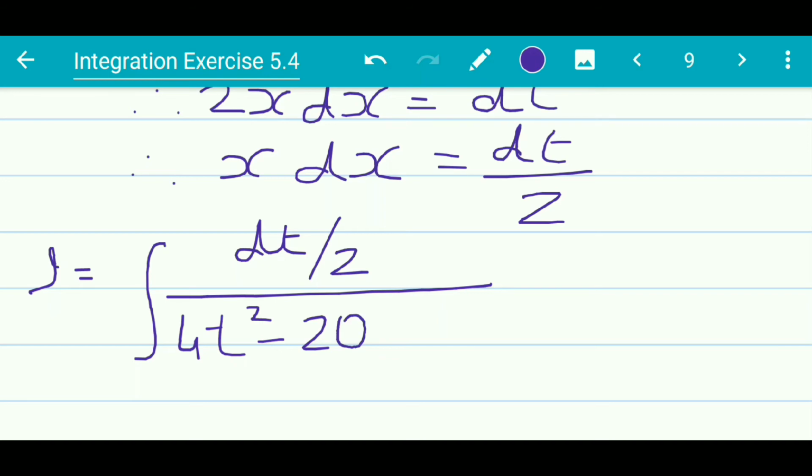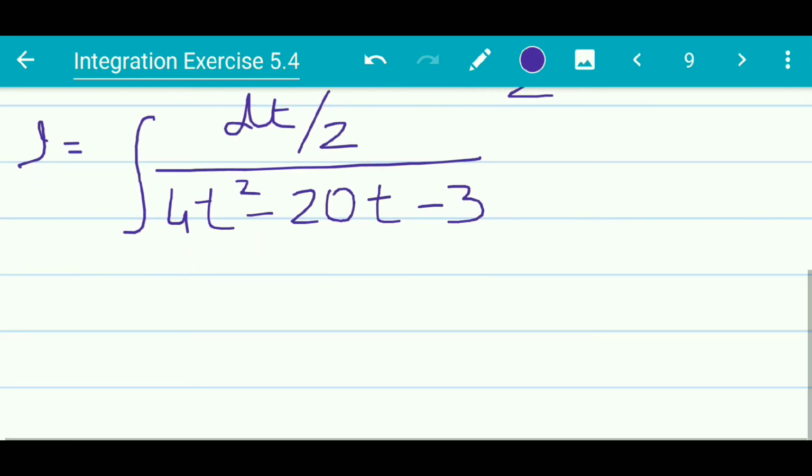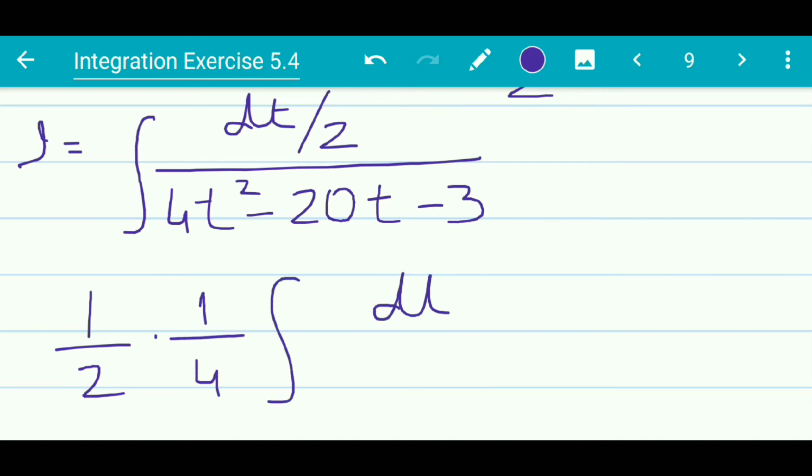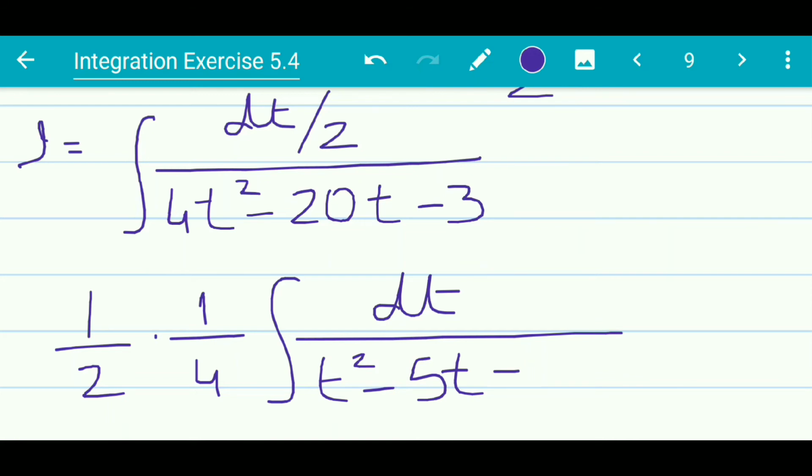x square was given in the question, so we write it as t, and minus 3. So thus our integral has become simplified. It has become like the third question. Now we can proceed in the same way. First we write this 1 upon 2 outside from dt upon 2. We remove 1 upon 2 outside. And also, to make the coefficient of the square term as 1, we divide by 4. So we write 1 upon 4 integral of dt upon t square minus 5t minus 3 upon 4.